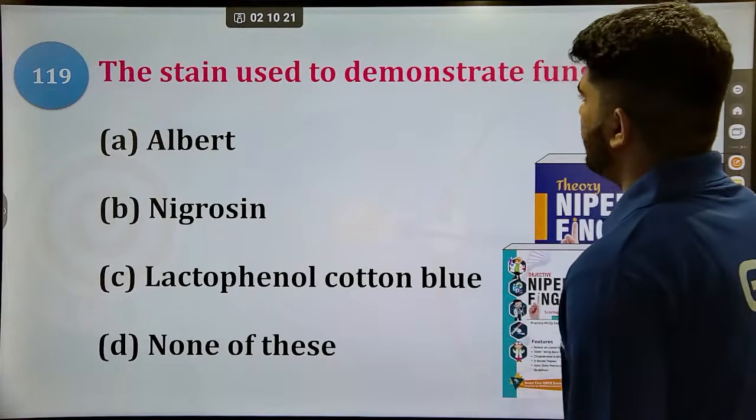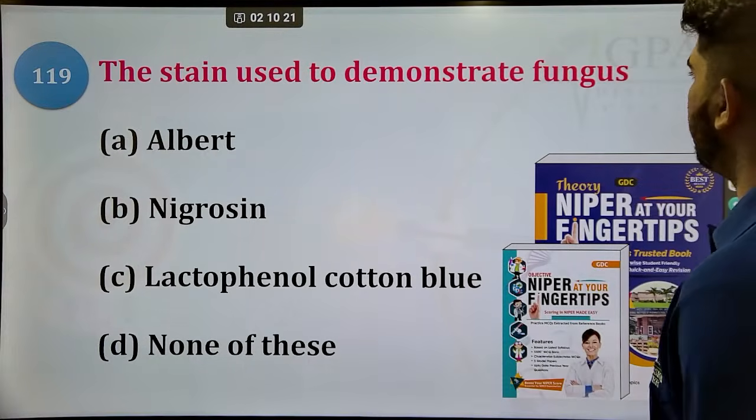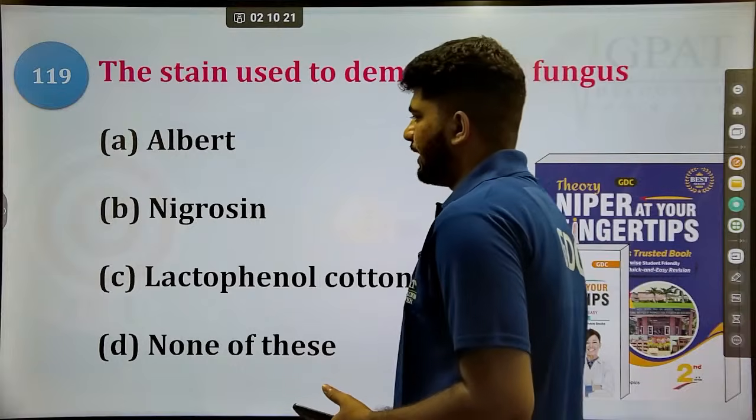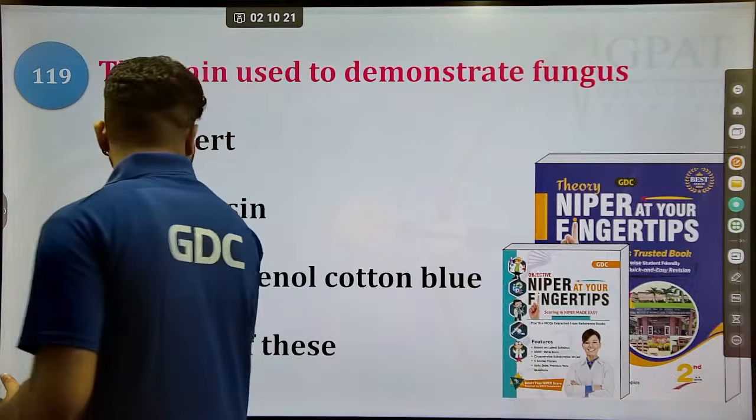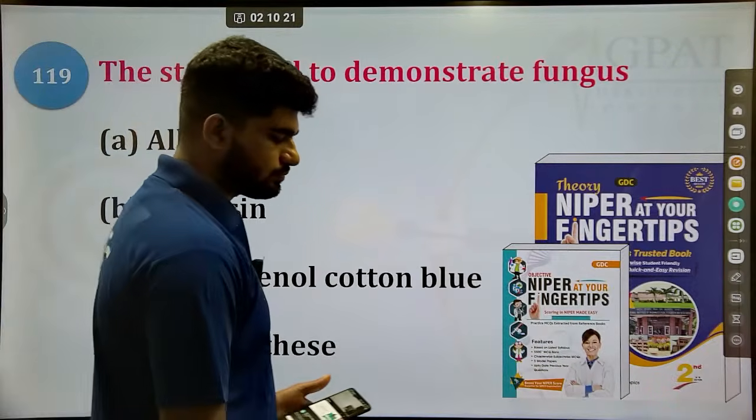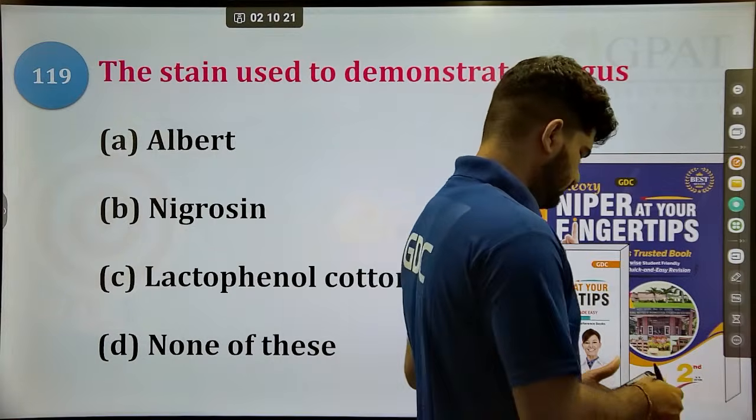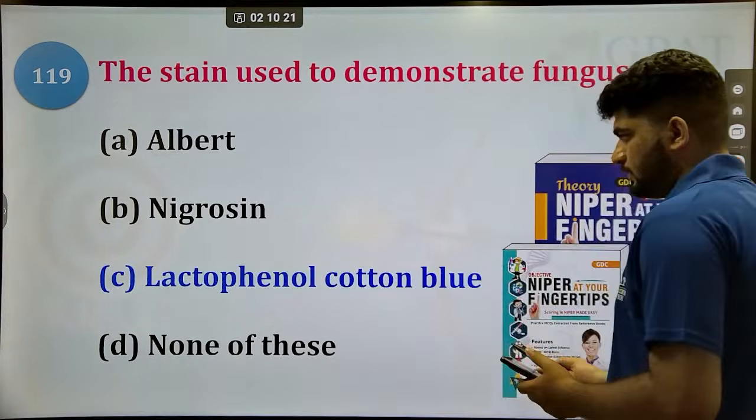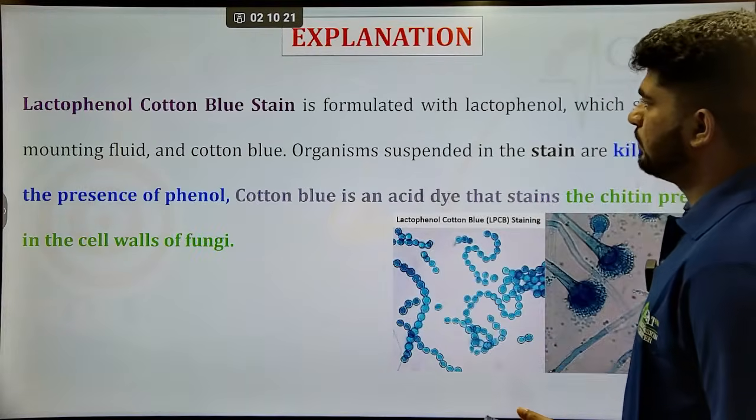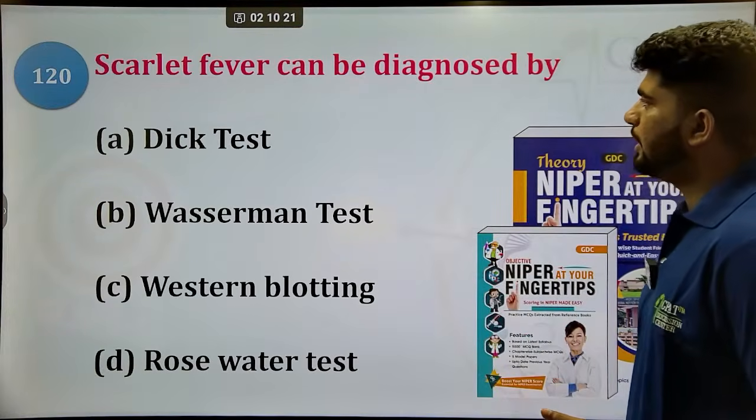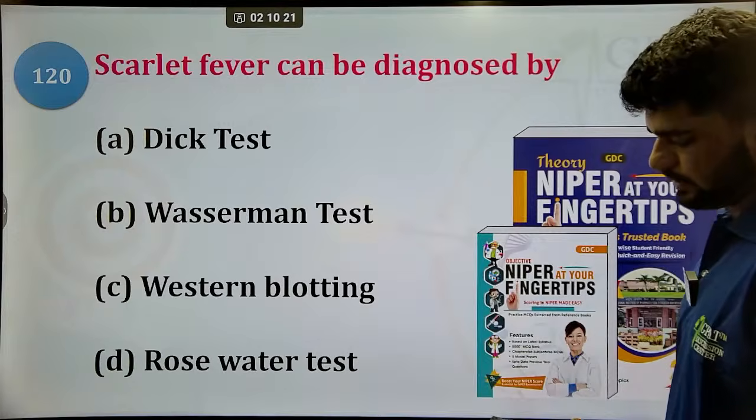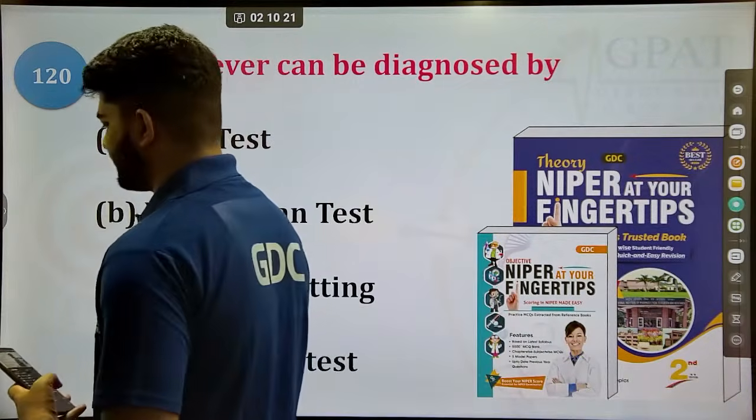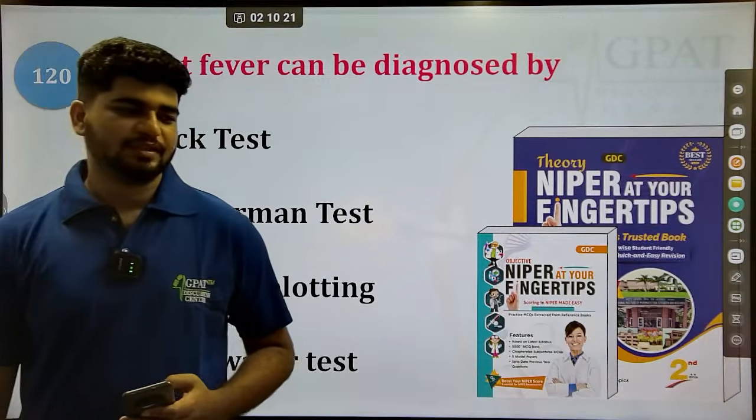The stain used to demonstrate fungus. Fungus, guys: Albert stain, nigrosin stain, lactophenol cotton blue. Anyone? That is lactophenol cotton blue. Scarlet fever can be diagnosed by: Dick test, Wassermann test, Western blotting, or rose water test.